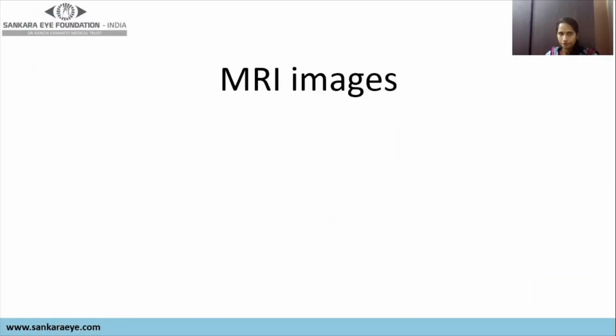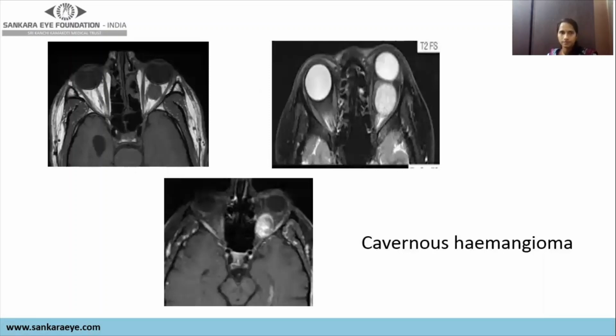Let's move on to read some of the MRI images. So again here, this is an MRI scan, axial section, and what sequence? This is a T1 sequence because vitreous is dark or hypointense, whereas fat is bright. Fat is bright. And when you're seeing the extraocular muscles, they are grayish. So it is a non-contrast.